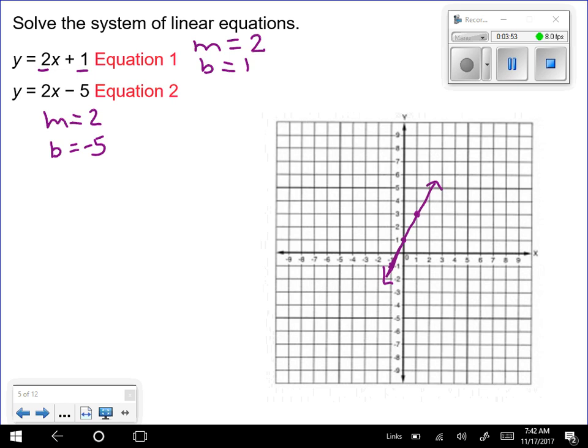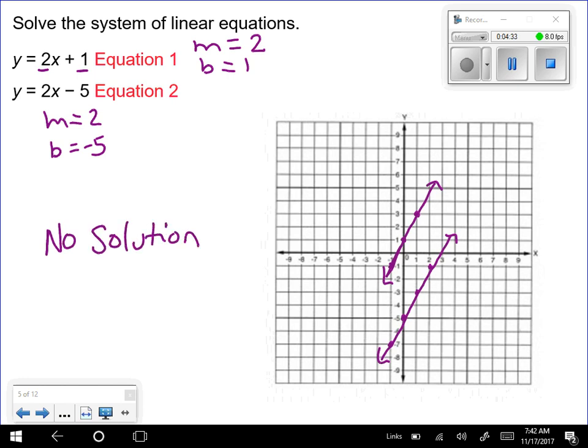Okay. My next point's at -5, and I have a slope of 2. I'm going to go up 2 over 1, up 2 over 1. Okay, I can go down 2, left 1. So again, my slope tells me which direction I should be going. I should be going positive, up from left to right. So if you can see, these two are parallel lines. They're never going to cross. They're never going to intersect. So since they're never going to intersect, we can say that this system has no solution.